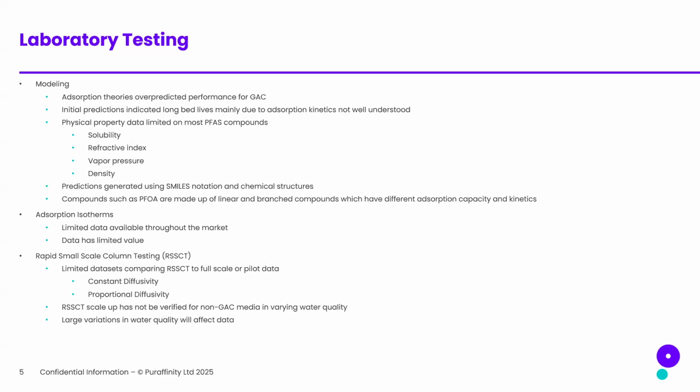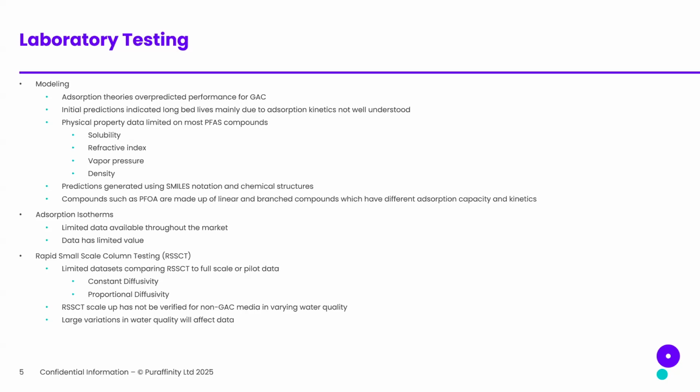One of the other tests that's run quite often is called the rapid small scale column test. This test was actually developed for granular activated carbon. Again, there's limited data out in the marketplace. There's RSSCT data, but it doesn't necessarily compare with full scale or pilot data.